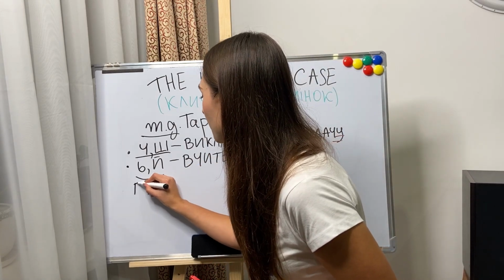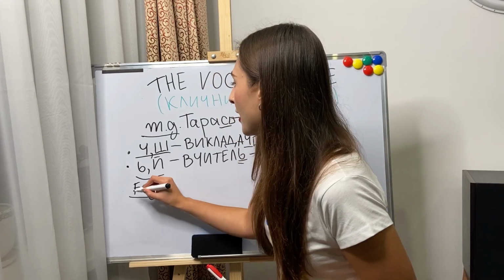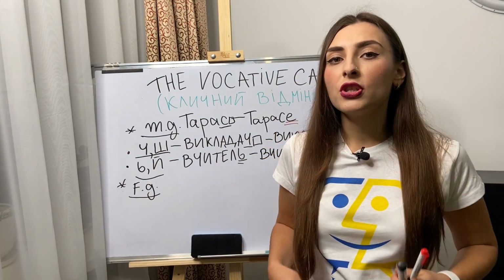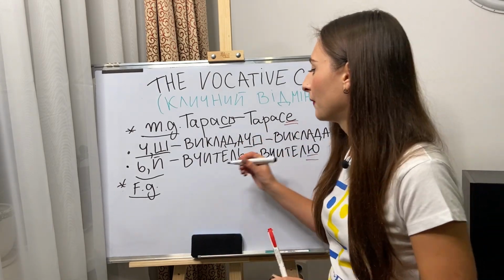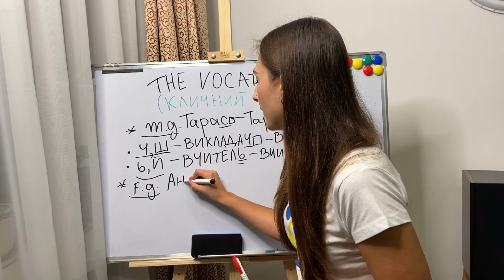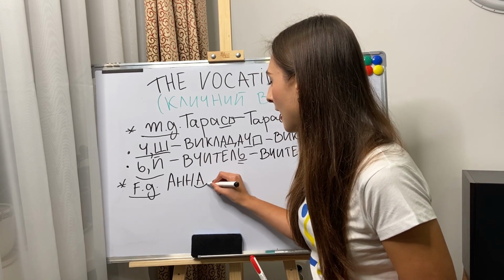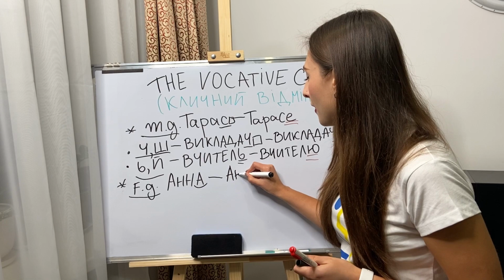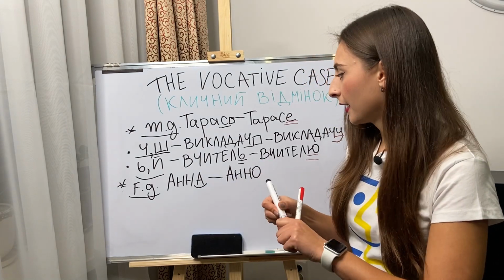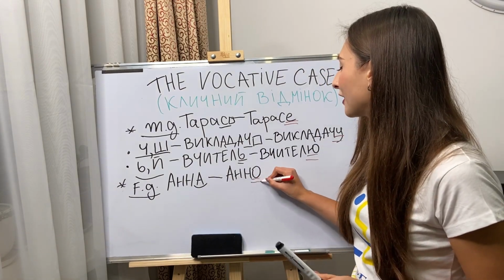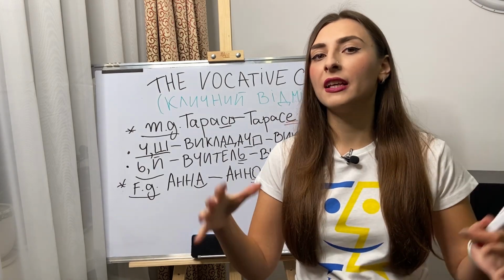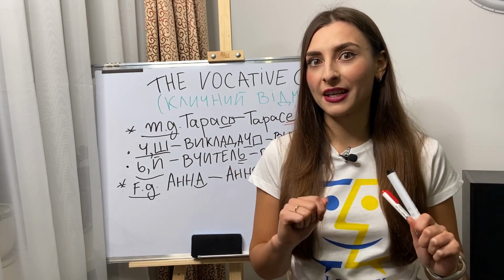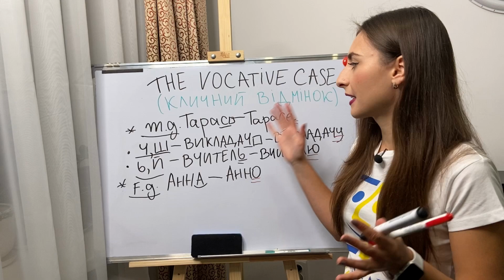So feminine gender nouns or female names usually end in a. So for example, Anna. So we see ending a, Anna, and we have to change this a into o, and we have Anno. Inna, Inno. Оксана, Оксано. Олена, Олено, Марина, Марино, etc. Please write down your examples in the comments to this video. I will check it out and correct you. Because you need to practice, if you want to remember this case, you need to practice a lot.